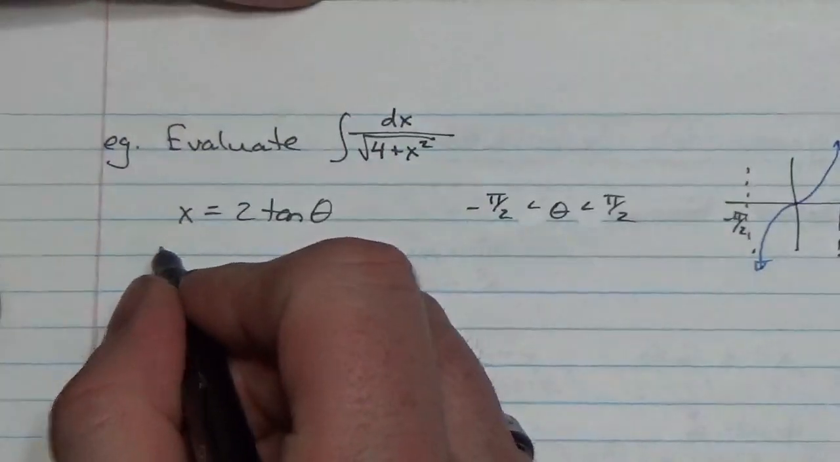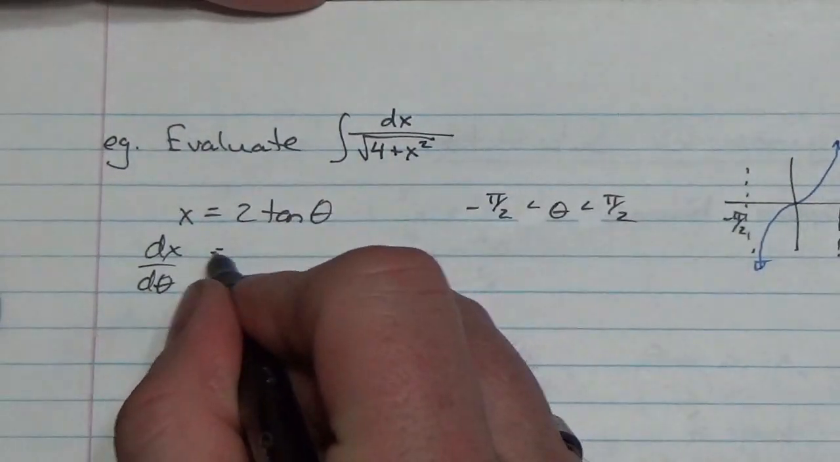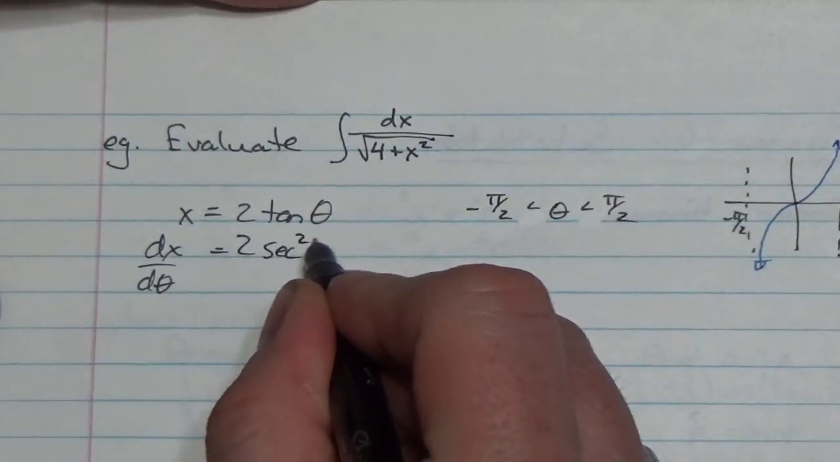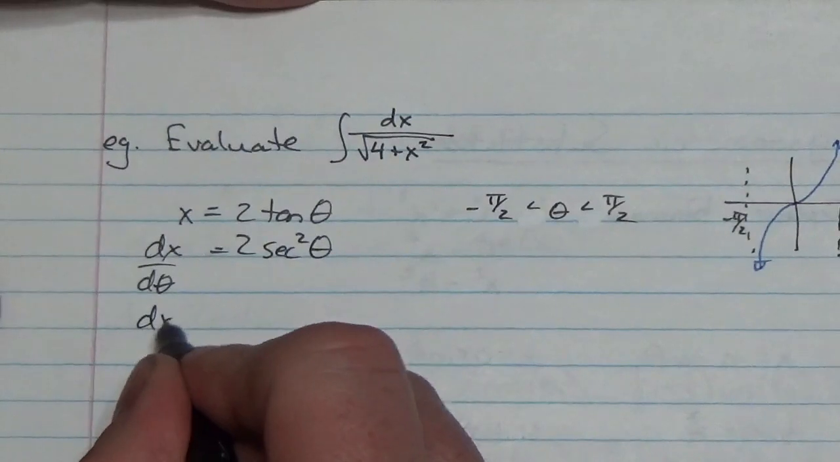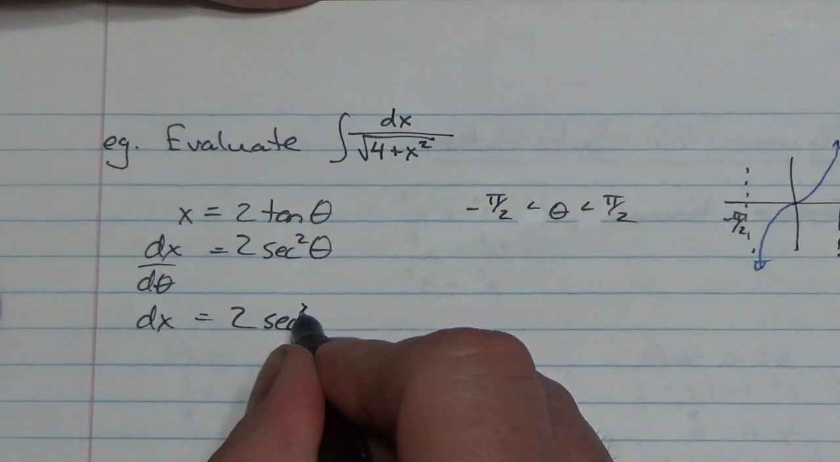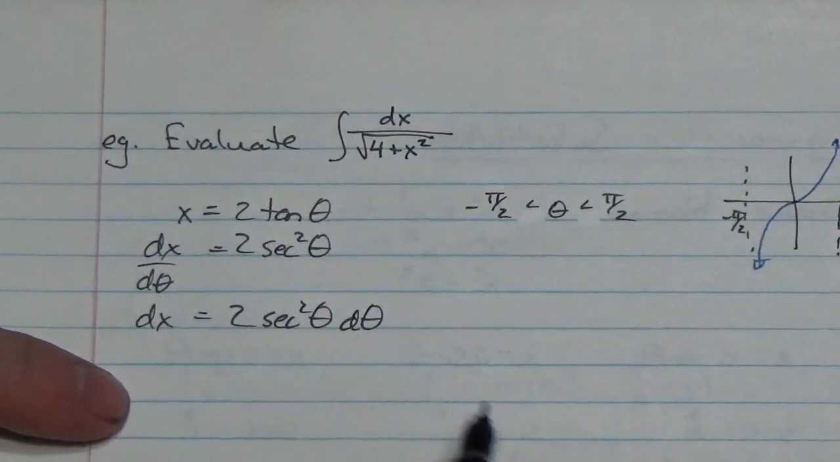Now when I take the derivative of this, dx by d theta, I am going to get 2, and the derivative of tangent is going to be secant squared theta. So dx will equal 2 secant squared theta d theta. So I've got this part of my substitution.